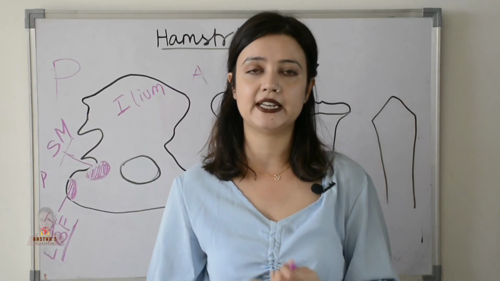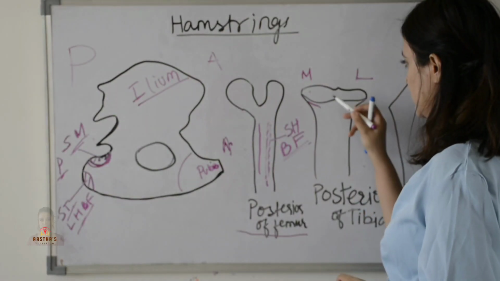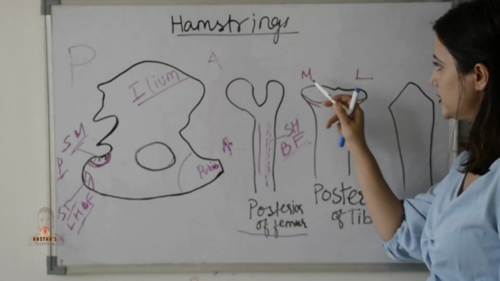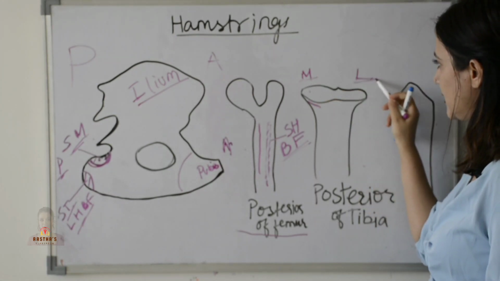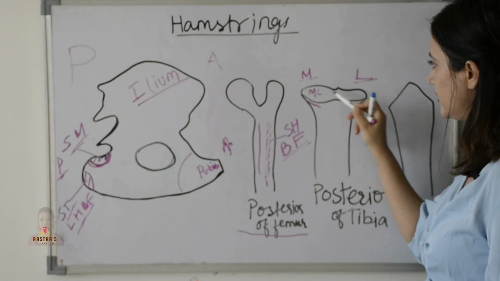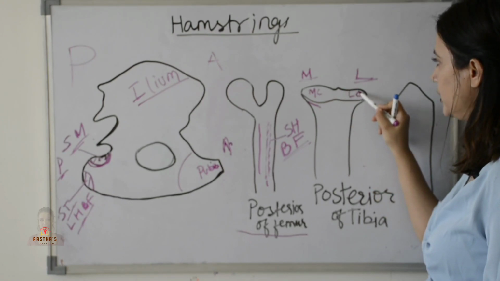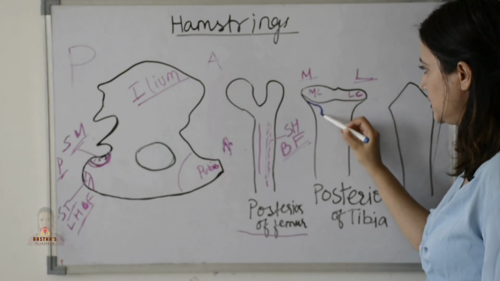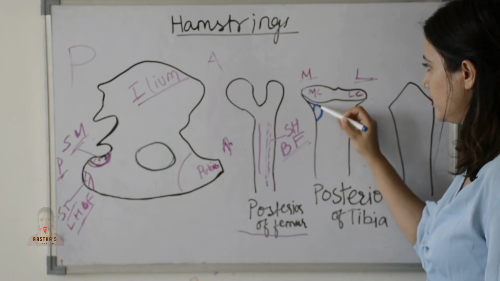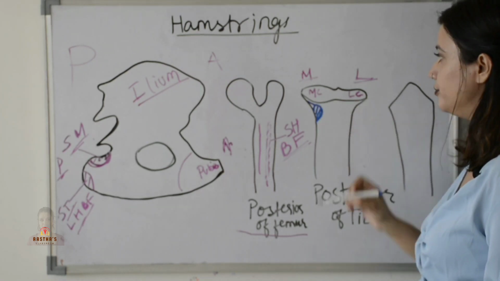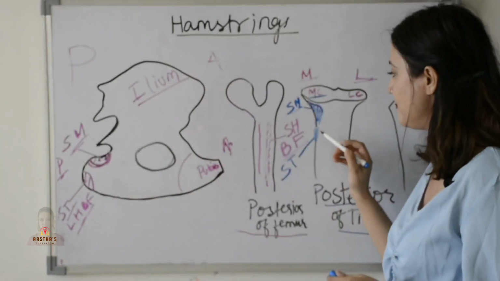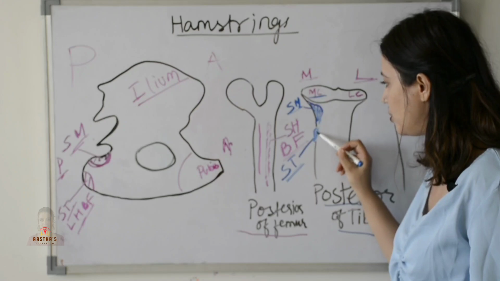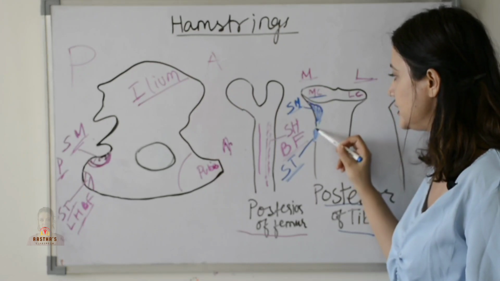Now let's see where exactly it gets inserted. Now this is the tibia, and I have made the posterior aspect of tibia here, where this is the medial condyle and this is the lateral condyle of the tibia. Semimembranosus muscle is inserted in the posterior surface of medial condyle of the tibia. Semitendinosus muscle is inserted in the medial aspect of the shaft of the tibia.